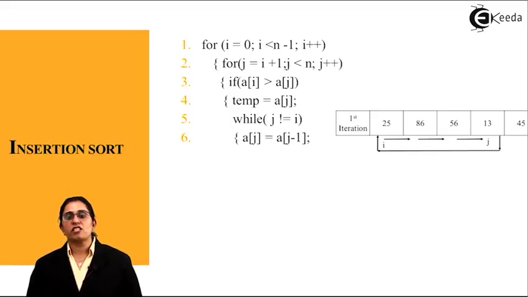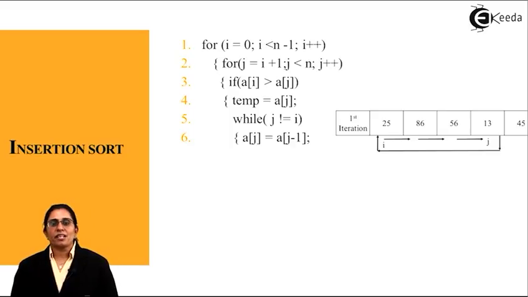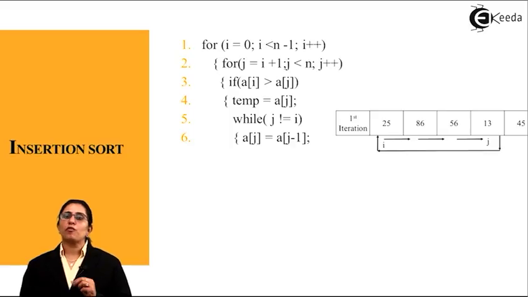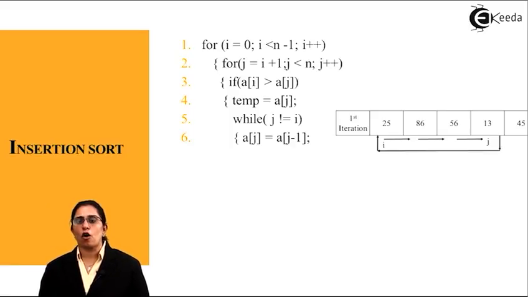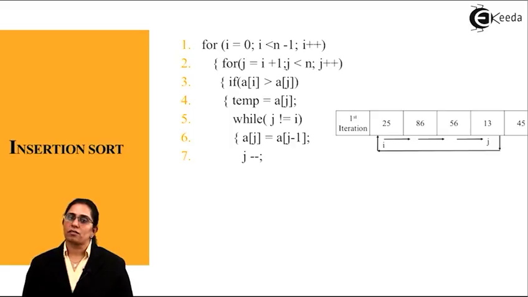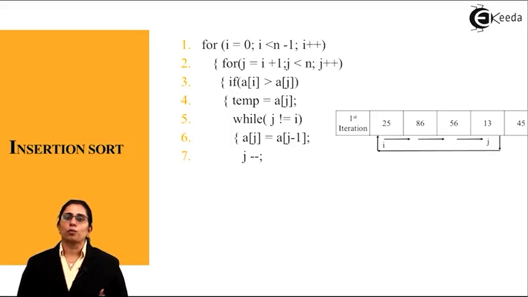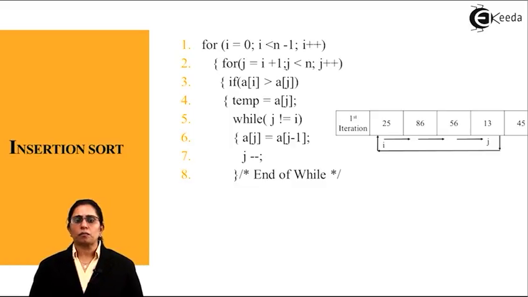I say a of j is equal to a of j minus 1. A of j at present has nothing, because it had a value 13 which we moved to a temporary variable. I say a of j gets the value at a of j minus 1. So the a of j minus 1 value moves to a of j. So 56 now moves to the location where 13 was stored, and then I say j minus minus. So the value of j is now decremented and j becomes 2. It goes to the end of the while loop.